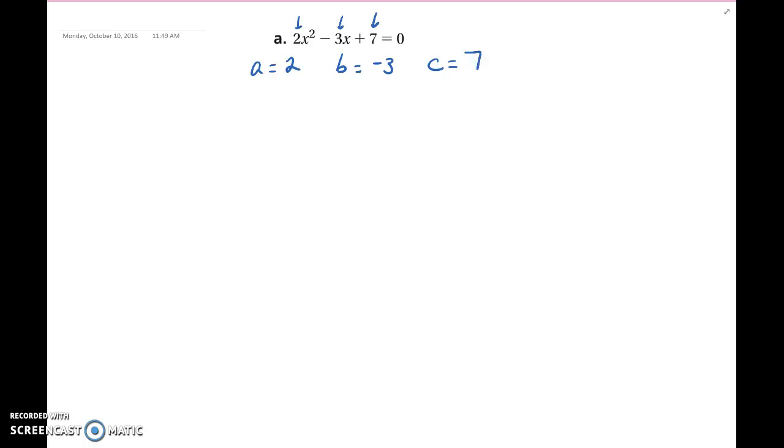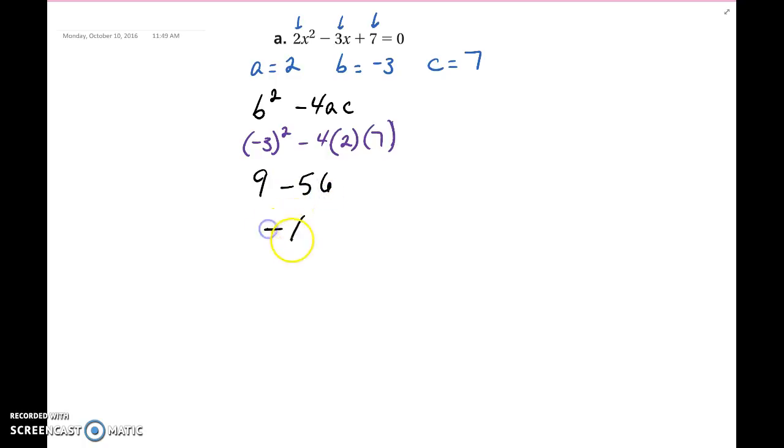All we're plugging this into is b squared minus 4ac, and then we're seeing what type of number we have. So when we plug this in, our b is negative 3, so it's negative 3 squared, minus 4 times a, which is 2, times c, which is 7. Now we just go ahead and solve. Negative 3 squared is going to give me a positive 9. Negative 4 times 2 is negative 8, and negative 8 times 7 will give me negative 56. So it's 9 minus 56, which is equal to negative 47.